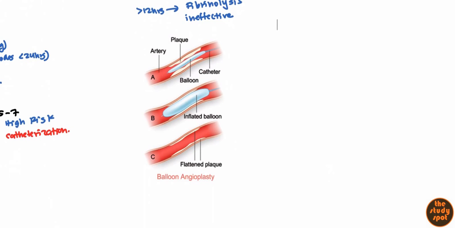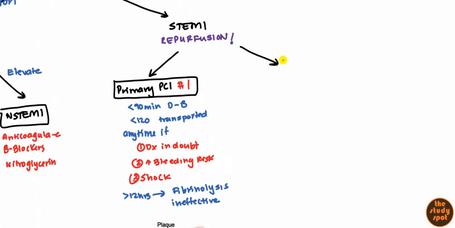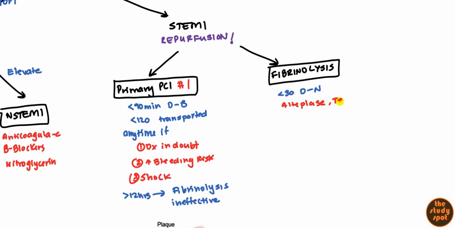Now, another choice that we do have is fibrinolysis. Fibrinolysis is opening up the clot with the use of drugs. However, this is not preferred because it has a high bleeding risk. But when you do use it, you want to use it within 30 minutes from door to needle time. What agents would you use? You can use alteplase, tenecteplase, reteplase, and streptokinase. However, streptokinase is considered the most inferior out of all of these.